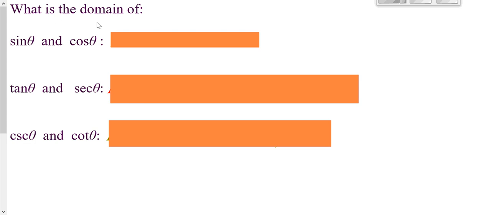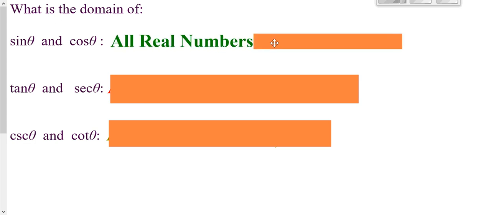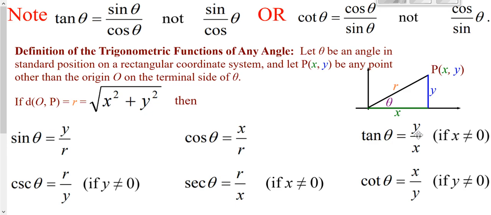So what's the domain of sine and cosine? Well, it's all real numbers, because r is always positive, it's never equal to 0. However, because tangent and secant both have issues when x is 0. Well, your angle for x being 0, if we would draw an angle in, would start here and go straight up. So that would be at 90 degrees or at 270 degrees.